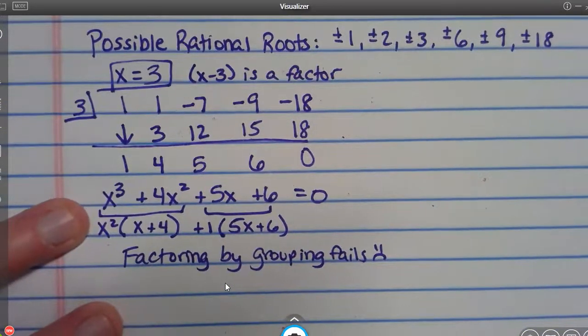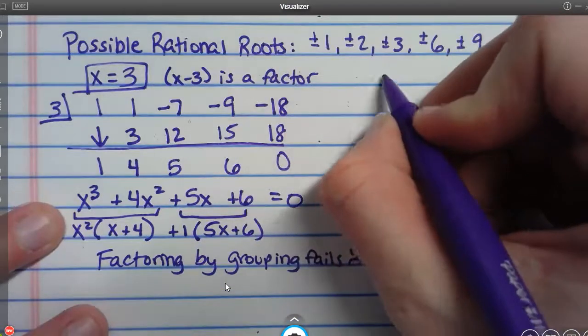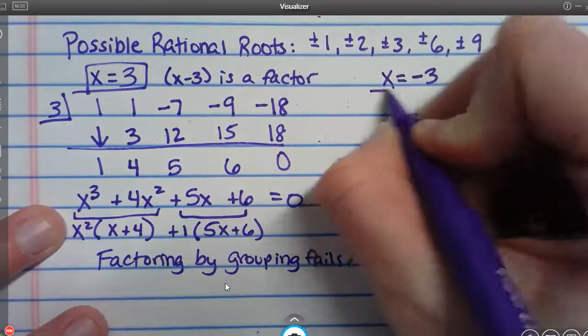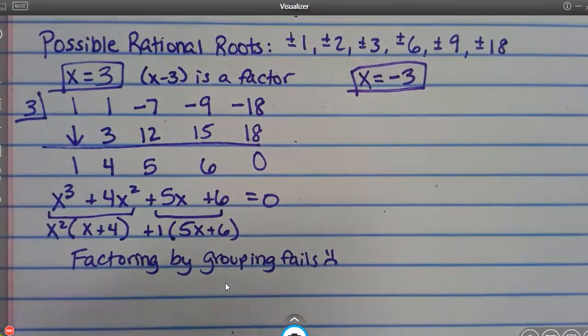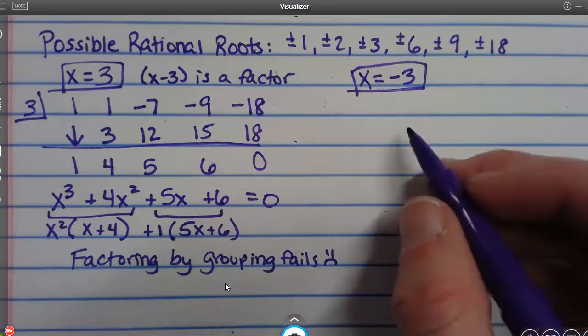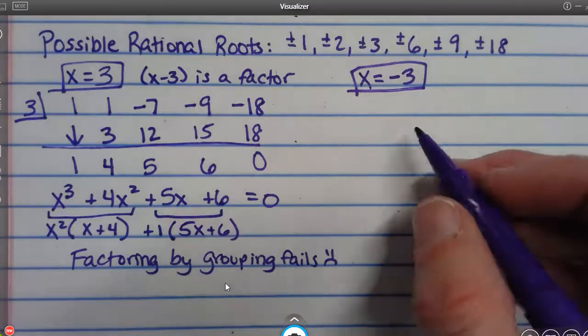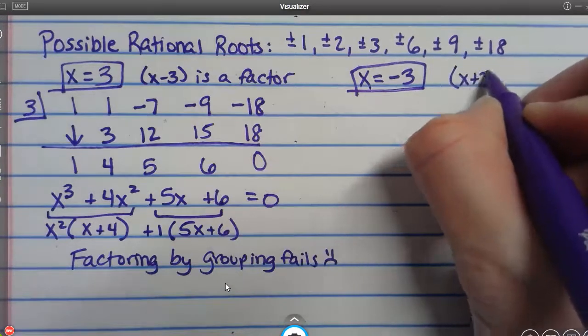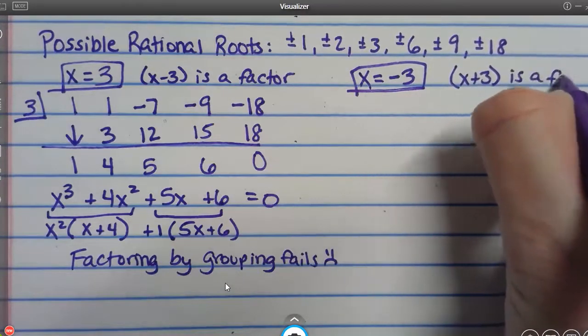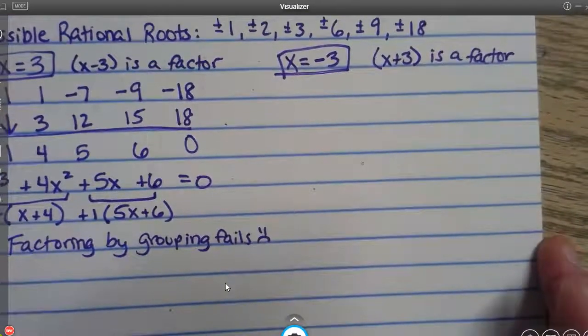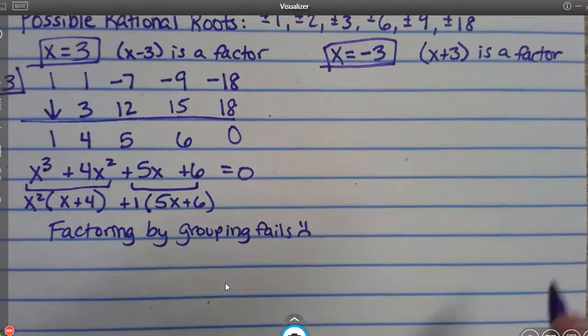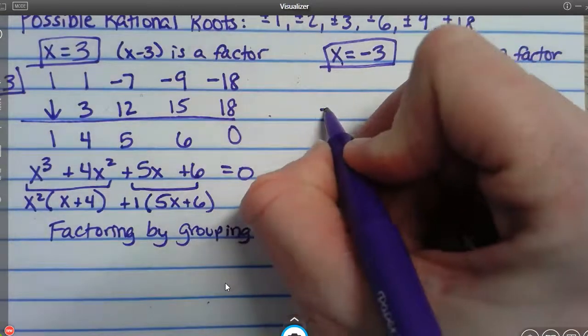Okay. So let's pick another one. Let's try -3 now. And again, I'm kind of giving you guys a little bit of a spoiler here, telling you what it actually is. Now, if -3 is a solution, that means x plus 3 is a factor. So we'll do our synthetic division, a -3 in the box.